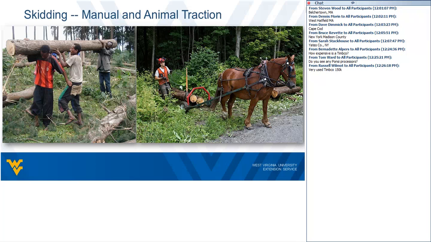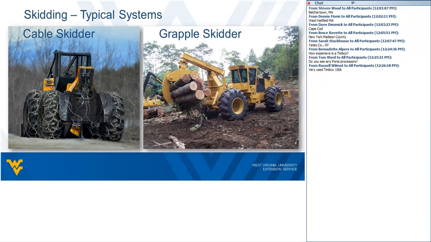Moving kind of up a technology level is really what we'd see most common, especially in West Virginia and many areas of the country. The skidder is one of the primary tools for moving the log from the stump to the roadside. In fact, we call that process skidding, and we use a skidder to do that. So it's a very purpose-built machine specifically developed to move logs to the road. The two different types that we typically see are the cable skidder and the grapple skidder.